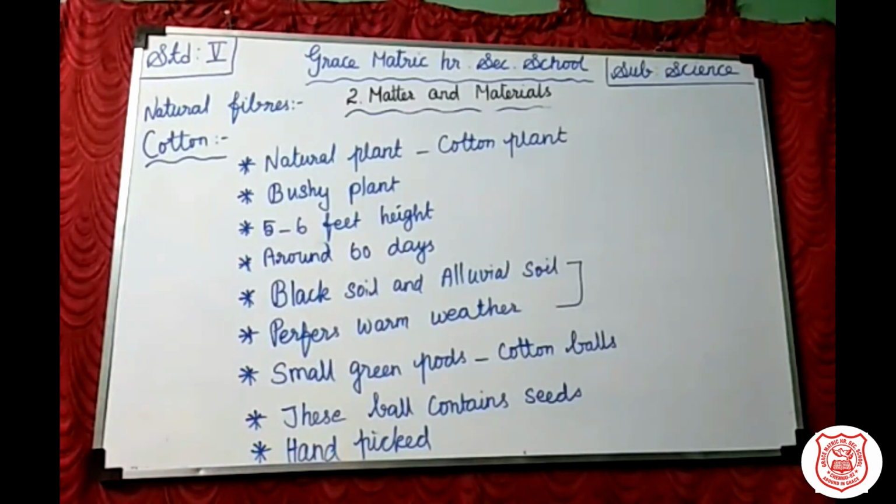It grows nicely and gives a large number of small green pods. This is called cotton bolls. These bolls contain seeds covered with white fibrous material. When these cotton bolls mature, they open naturally and you will find the cotton fiber. It is white in color. Cotton is usually hand picked from the plants.